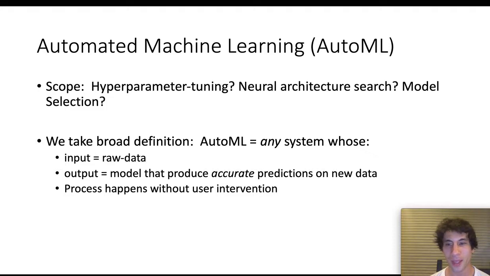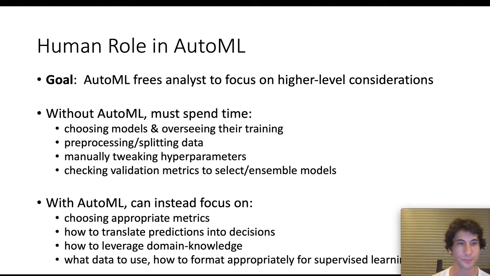You just specify maybe those 3 ingredients I previously mentioned, such as how long do you want the system to run, what metric do you care about, any other kind of constraints you have that you want to impose on the system, and the system will automatically translate raw data into highly accurate predictions. So what's the human role in automated ML?